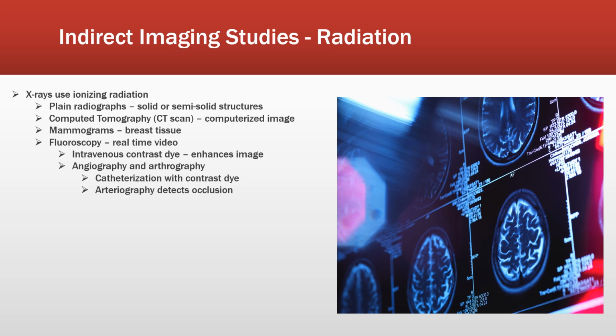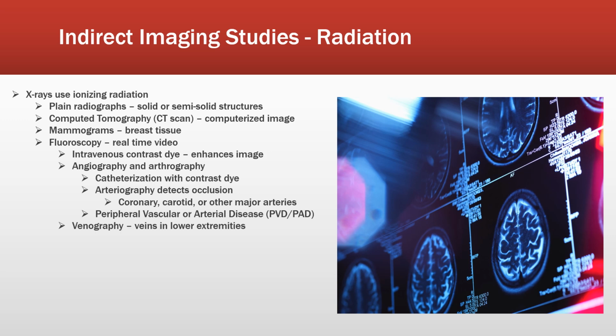Angiography includes arteriography, which involves use of fluoroscopy to detect a blockage, called an occlusion, of the coronary arteries of the heart, or the carotid arteries in the neck that deliver blood to the brain, as well as to other major arteries throughout the body to assess for peripheral vascular or arterial disease, which we abbreviate PVD or PAD. Venography is similar, but typically involves veins of the lower extremities, particularly when a deep vein thrombosis or DVT is suspected. Some catheters allow for the use of a camera and instruments to facilitate stent insertion to help alleviate occlusion of the vessel and to prevent recurrence.